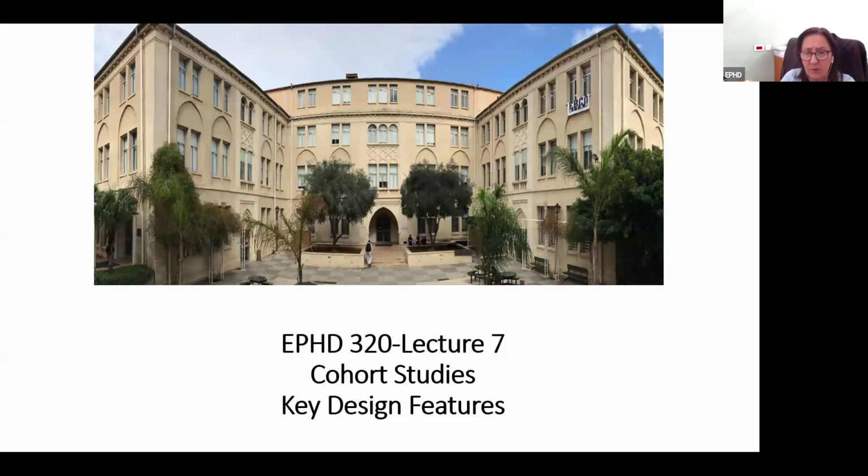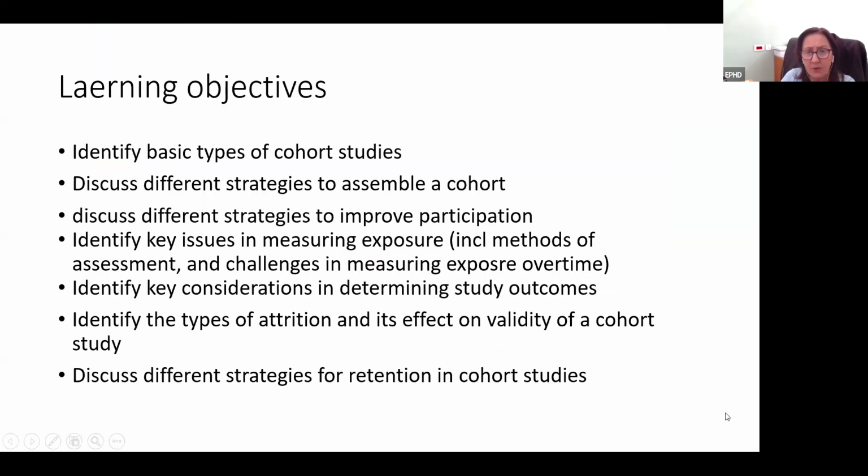Okay, so today we start with the third type of study design, cohort studies. Okay, these are the learning objectives.